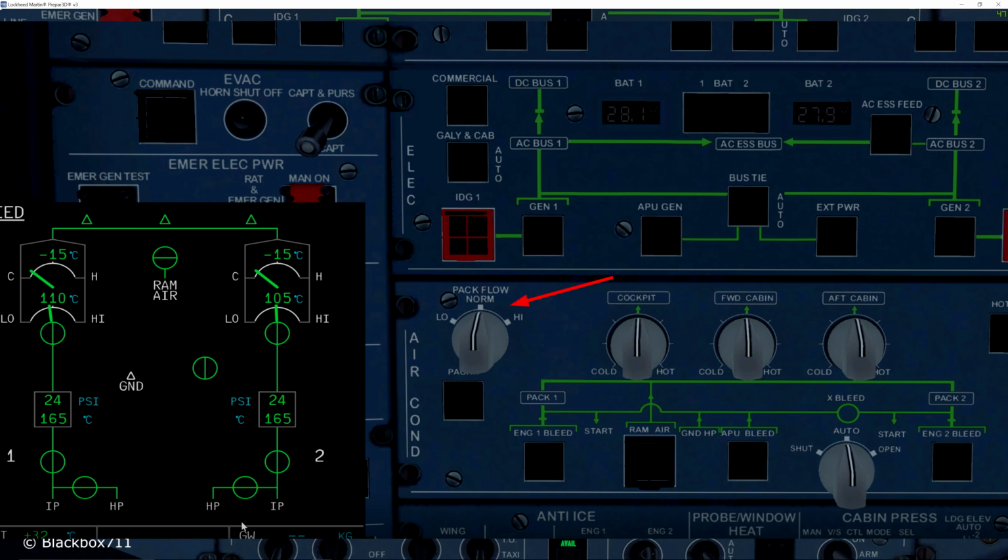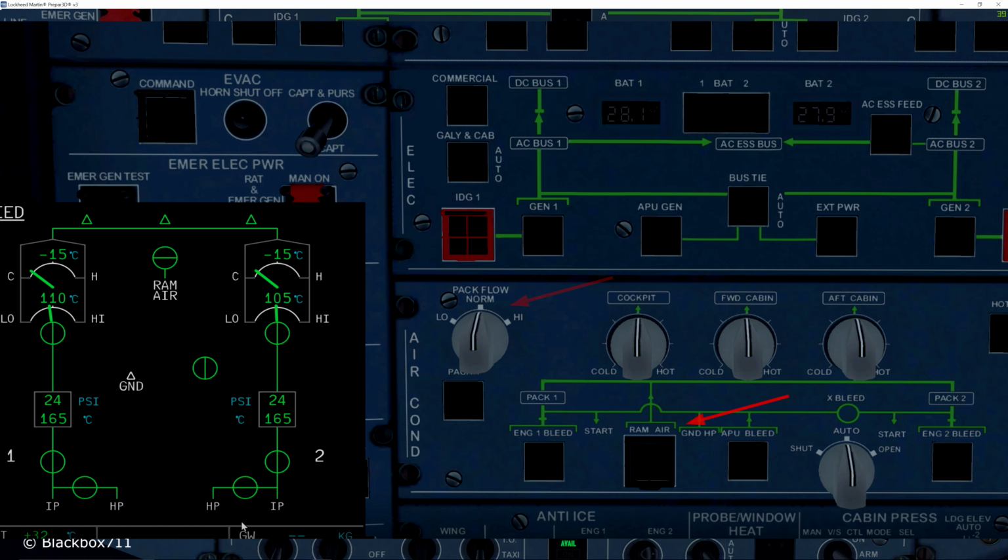Now the setting low would be used in case you have less than 115 passengers, and this saves up to 0.5% of the trip fuel. The selection high would be used in case you have abnormally hot outside temperatures or very high humidity outside in the cabin.